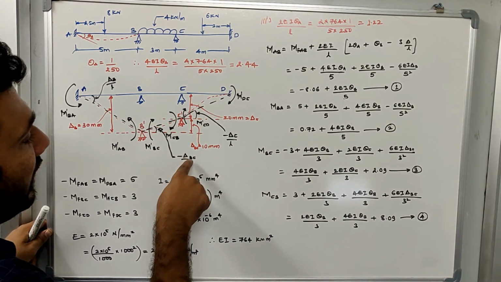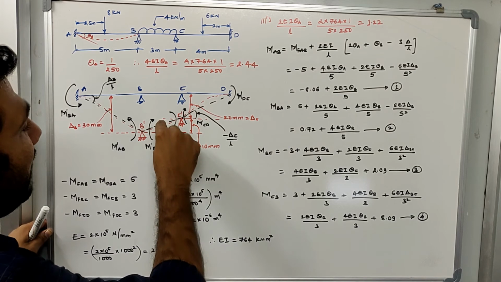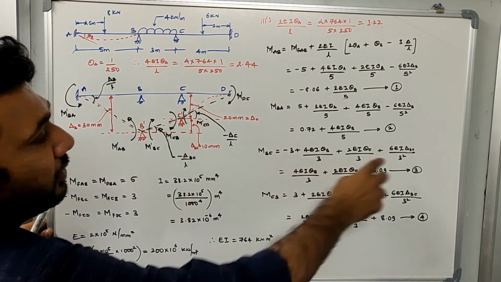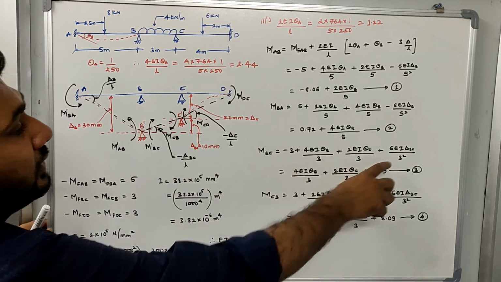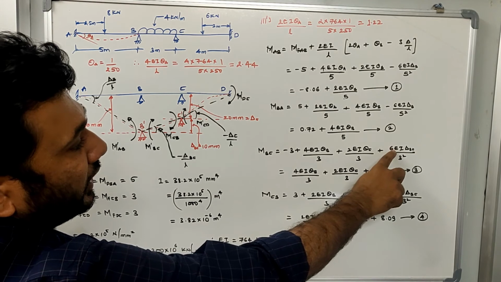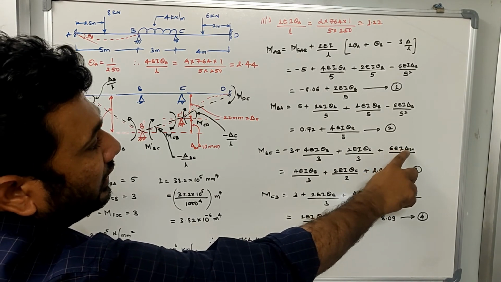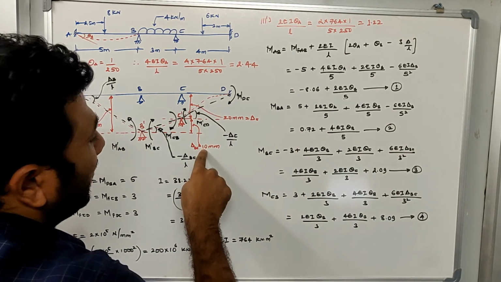So minus delta BC by L means what? Delta BC is 10 mm. Okay, it is 10 mm. So 10 mm divided by 1000 divided by length, which is how much? 3 meter. Okay, so after simplification, this is what I get: 6 EI delta BC divided by 3 square. Okay, so delta BC is 10 mm.